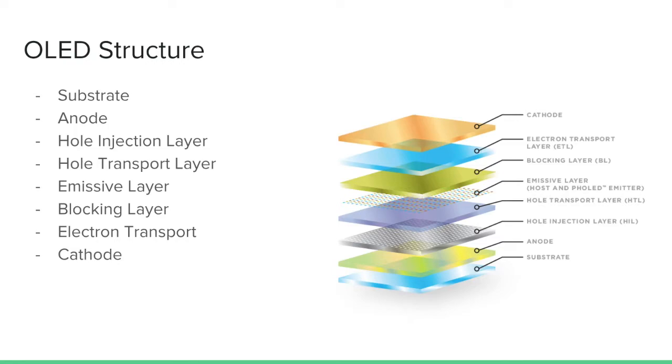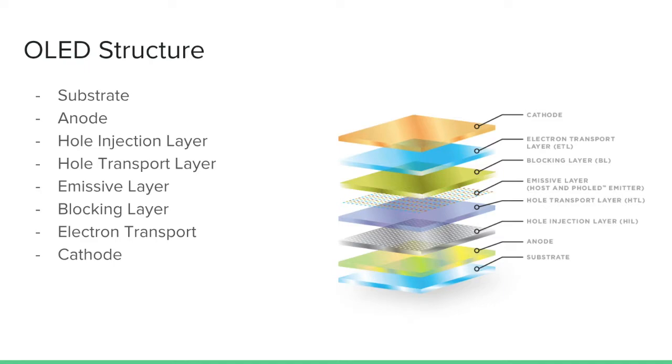The next one is hole injection layer. Hole injection layer is deposited on top of the anode. This layer receives holes from the anode and injects them deeper into the device. The next one is hole transport layer. This layer supports the transport of holes across it so that they can reach the emissive layer.